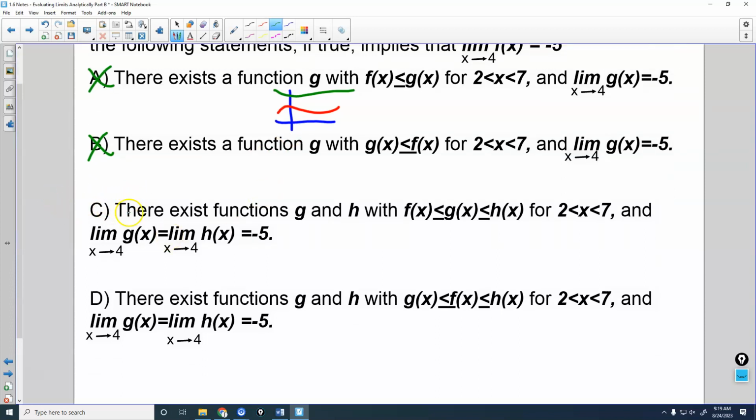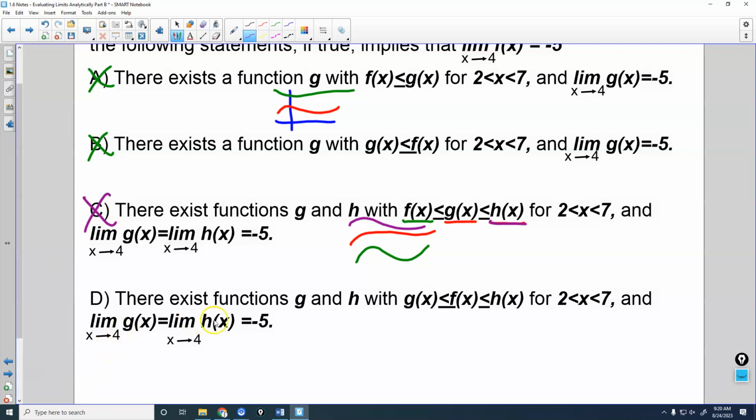So here we've got there exist functions g and h. Now we're talking about two functions. This tells us that f, which is our unknown function, the one we want to know about, is less than g, so g's up here, and that's less than h, so h is up here. Does that help us know what f is going to be? It would help us know what g is going to be if we knew what f was, but f is not being squeezed there. It's not the middle function. So C is not it.